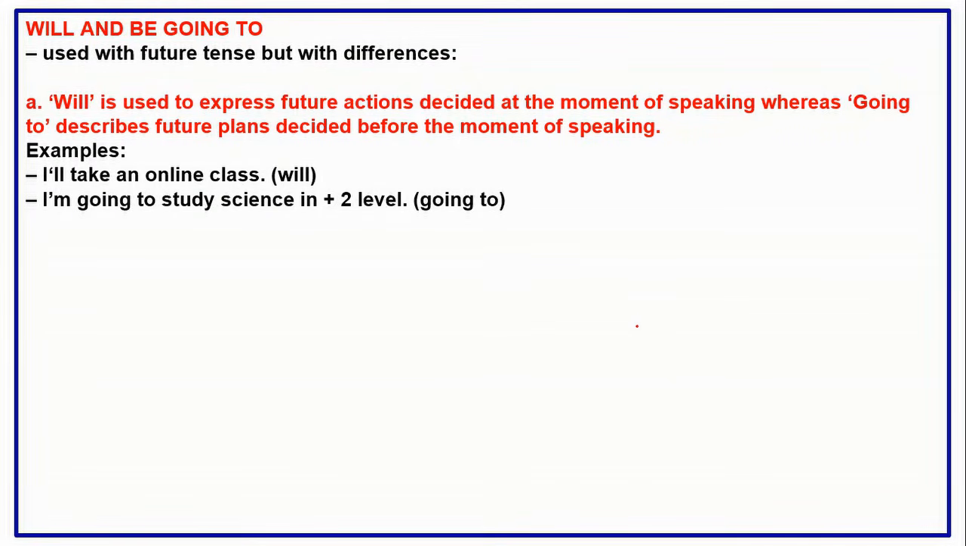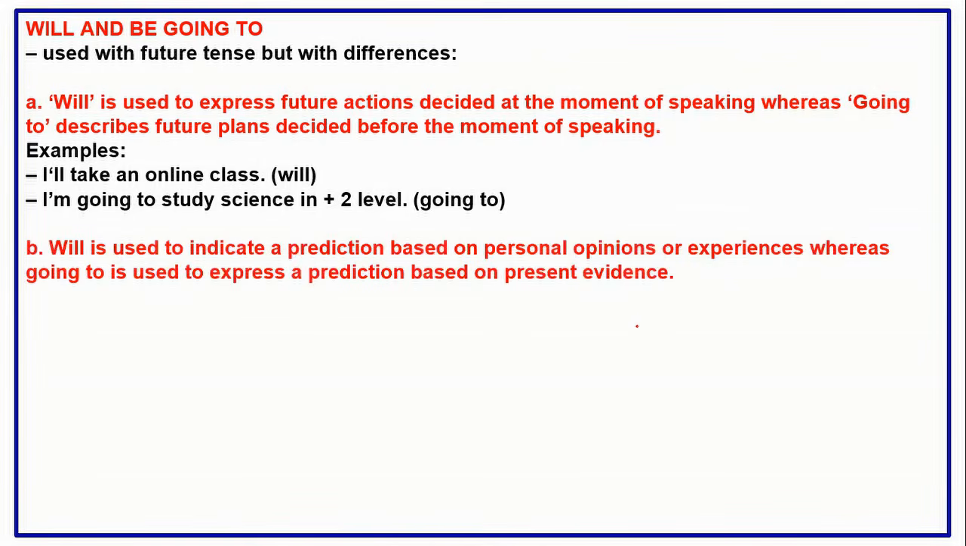If I have already thought about it and decided before, that I will study science, I say I'm going to study science in +2 level. It is my plan from before speaking. Similarly, will is used to indicate a prediction based on personal opinion or experience, whereas going to is used to express a prediction based on present evidence.